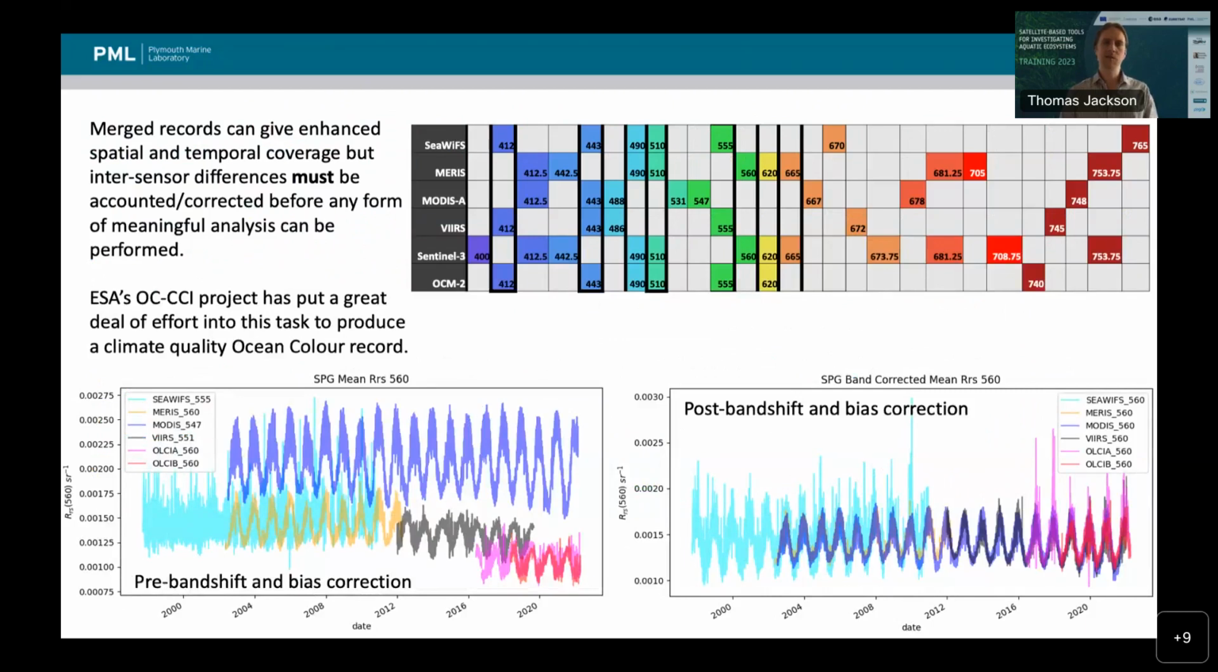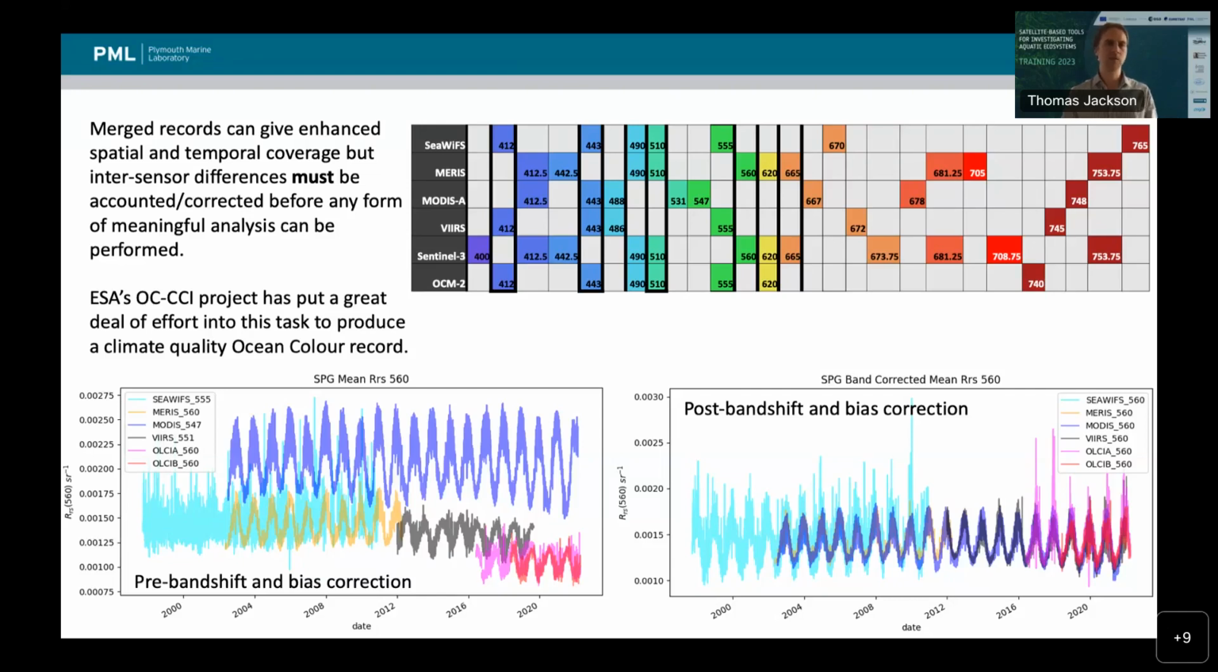But we have to be extremely careful. So in the top figure here, we've got 6 different sensors listed, and you can see they all have slightly different wavelength sets. The closest pairing is probably MERIS and Sentinel-3, but even there, Sentinel-3 has bands that MERIS didn't. And to have a consistent record across the entire time series, we basically need the same wavelengths to be measured from the start to the end.